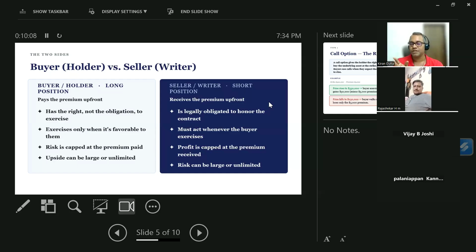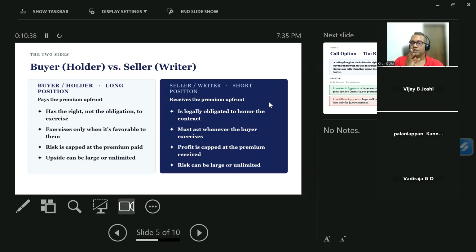Similarly, take the case of the seller. If the 1 crore has become 1.3 crore, will he make profit on the 30 lakhs? He cannot, because the committed, agreed price is only 1 crore. So even if there is 30 lakhs profit, his profit is limited only to the premium that he has received, which is 1 lakh. Okay, clear? It's very simple.